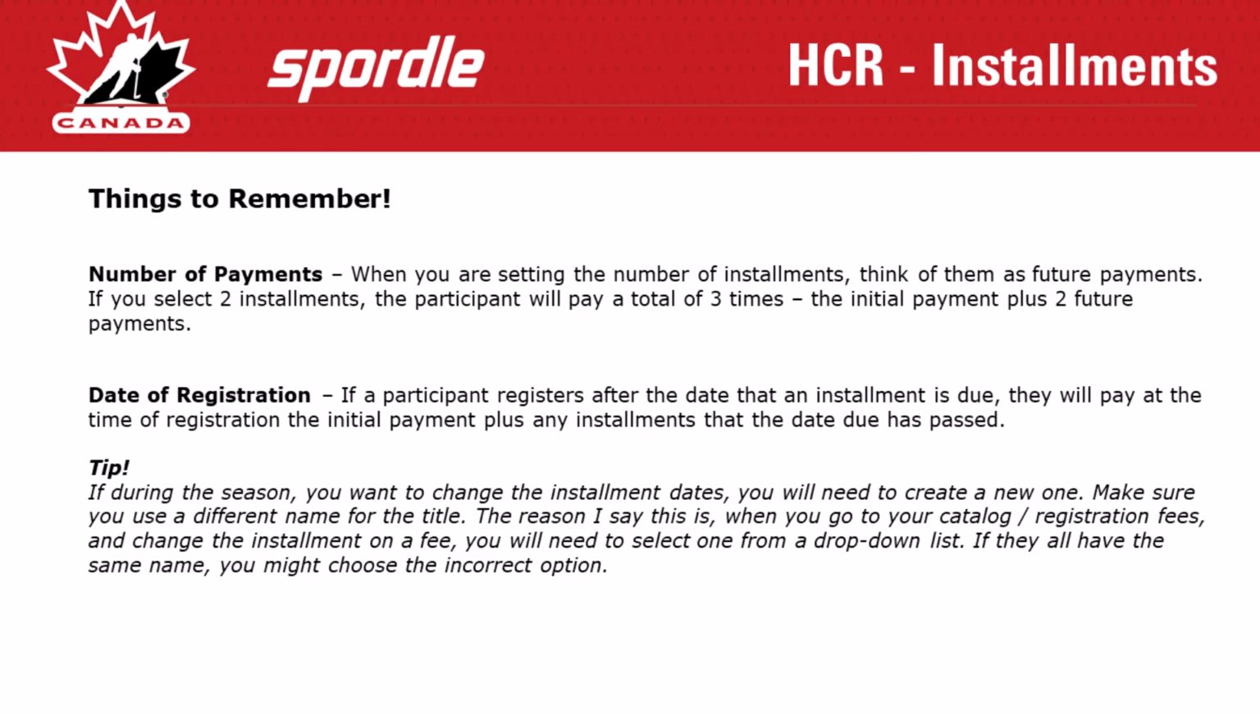And finally, a little tip for you. If during the season you need to change the installment dates, you will need to create a new plan. Make sure that you use a different name for the title. The reason I say this is when you go to your catalog registration fees menu and you change the installment on a fee, you will need to select it from a drop-down list. If they all have the same name, you might choose the incorrect option.